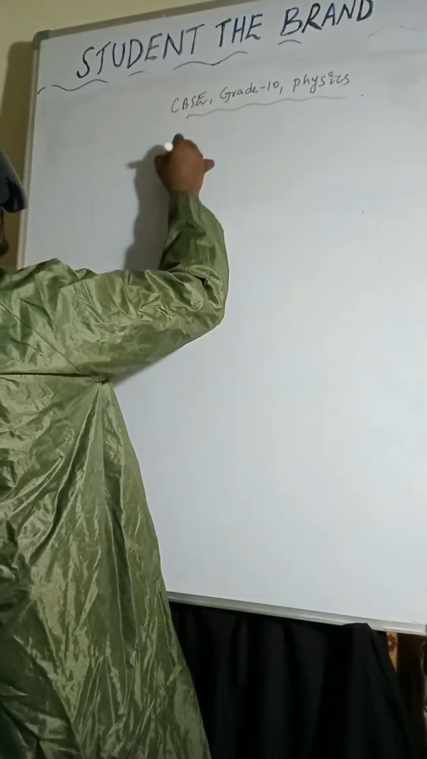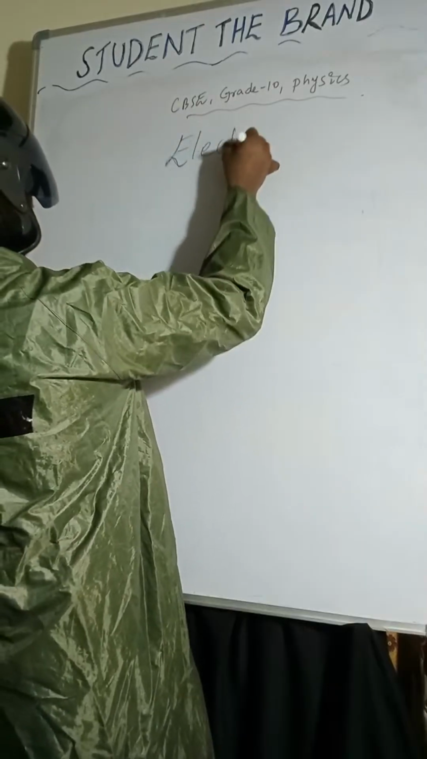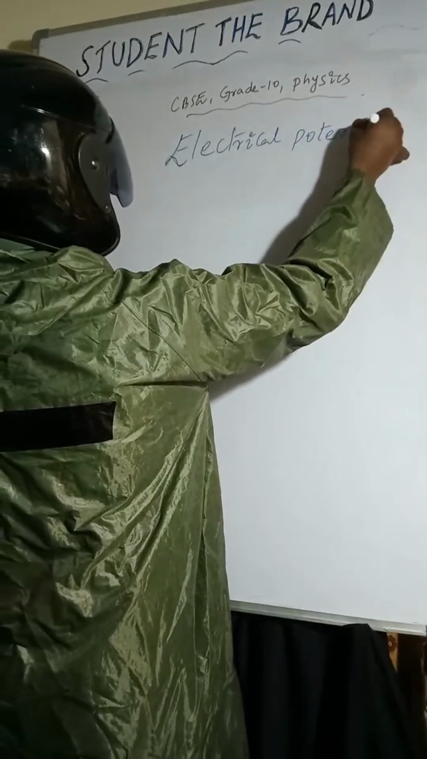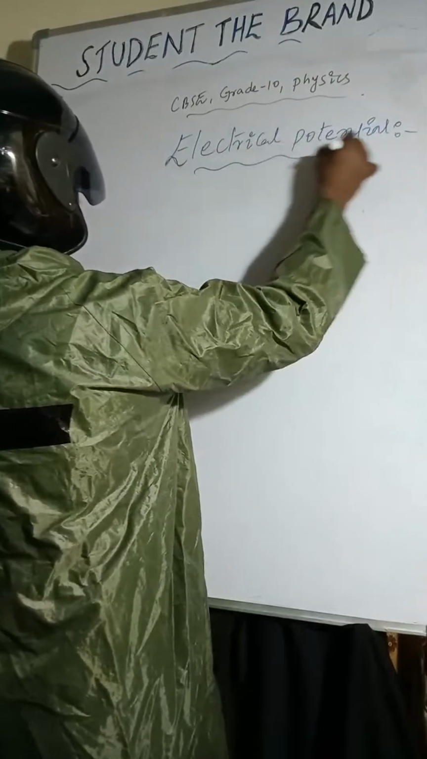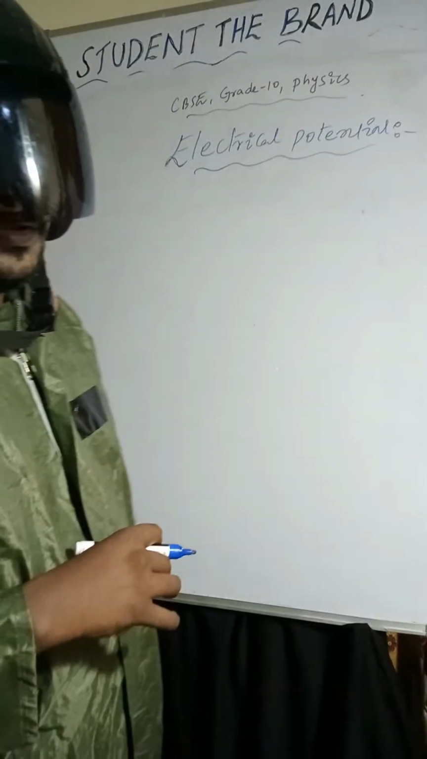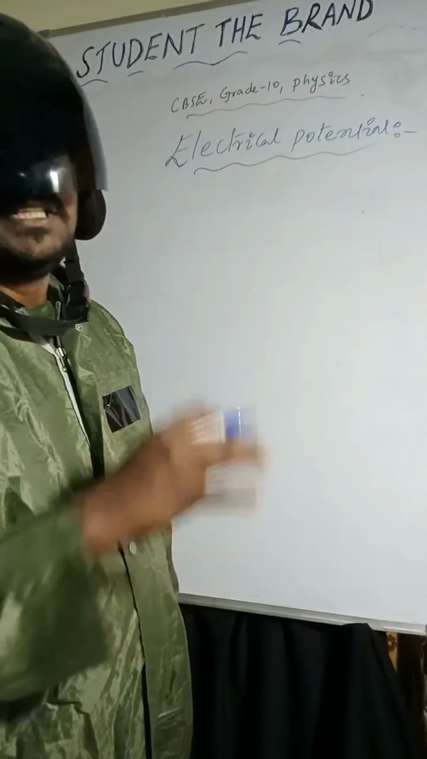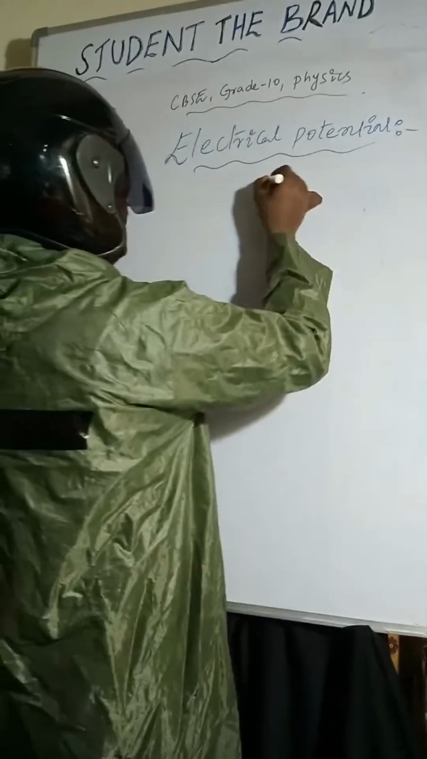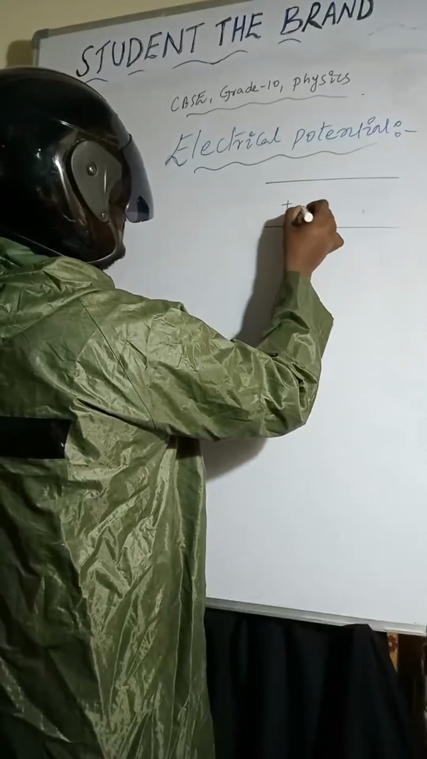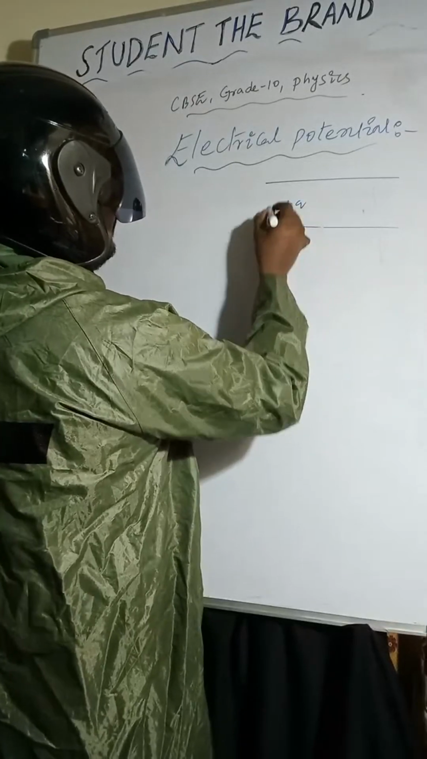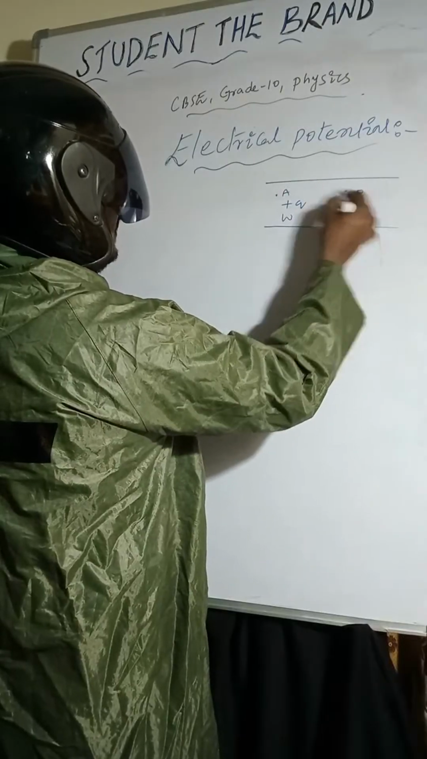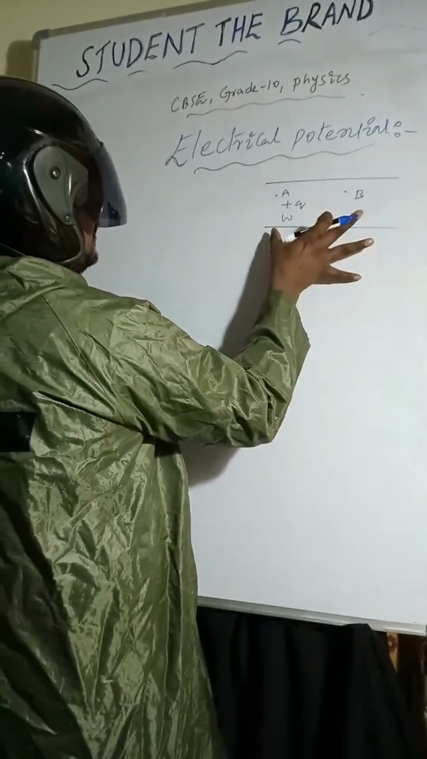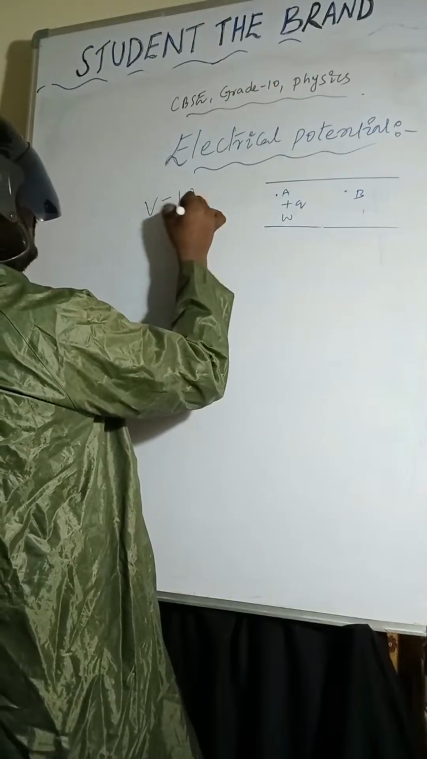Okay, so coming to electrical potential. Electrical potential is nothing but work done to bring unit positive charge from one point to another point within the conductor. So I am taking here a positive charge. We are doing some work from point A to point B, to bring the positive charge from one point to another point within the conductor. So V equal to W by Q.